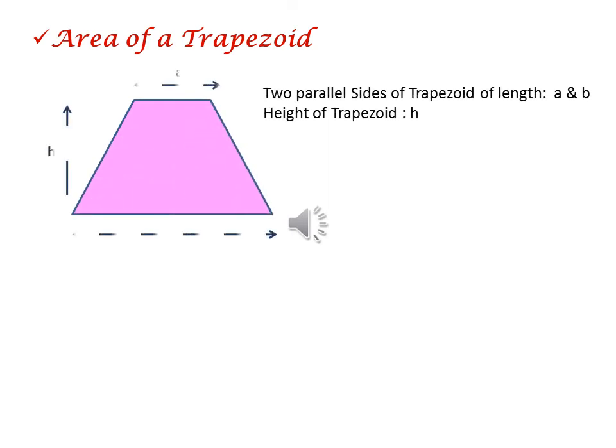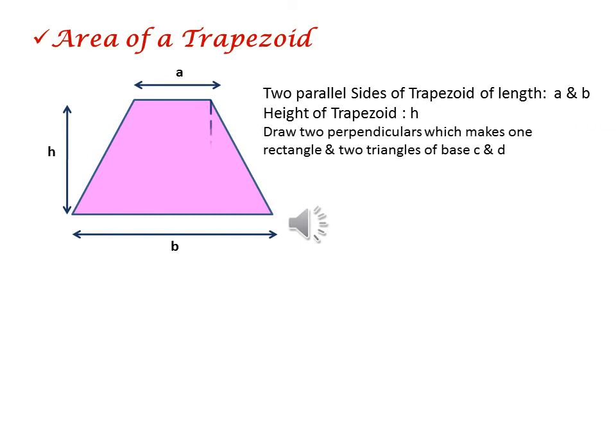So let's see how to calculate the area of a trapezoid. Trapezoid contains two parallel sides of length a and b, and height of trapezoid is h. So let's draw two perpendiculars which make one rectangle and two triangles of base c and d. So this trapezoid is now divided into one rectangle and two triangles.